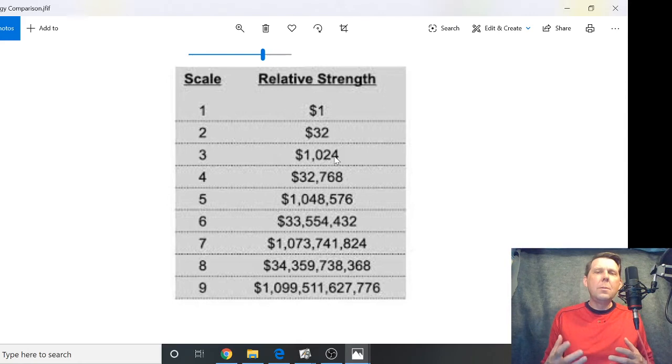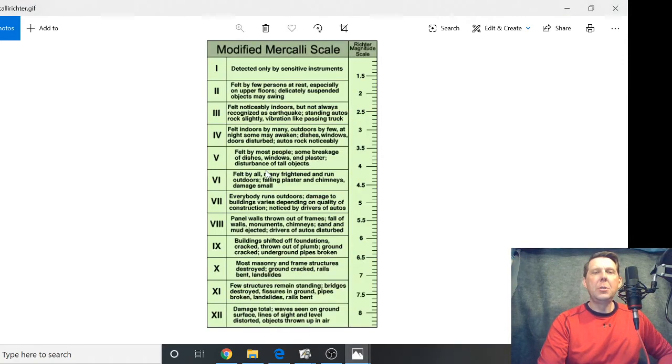This still doesn't give people an idea of what that means to them. So the USGS still uses this modified Mercalli scale to give you some description of what it might be like. A 1 is detected only by sensitive instruments. You probably wouldn't even feel that.